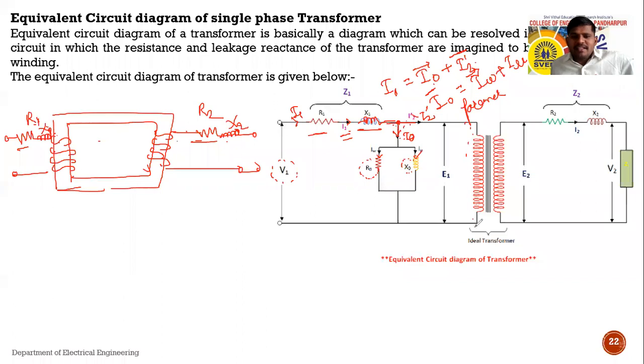So we are considering this transformer, it is nothing but an ideal transformer, and we are drawing a practical transformer equivalent circuit. Similarly, in case of secondary side, it has some resistance, that is R2. The secondary winding also has some reactance, that means winding has some resistance and reactance, it is nothing but X2.